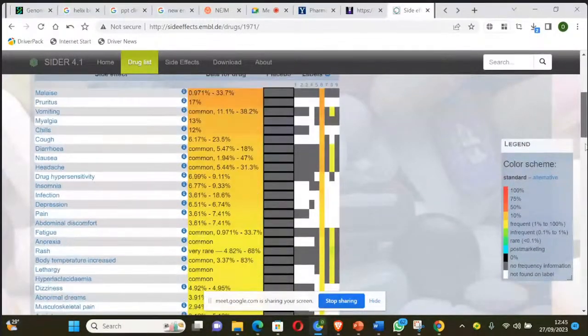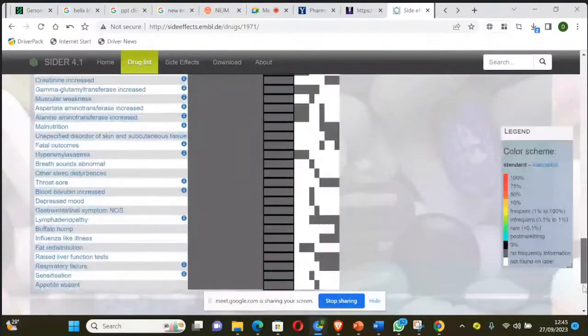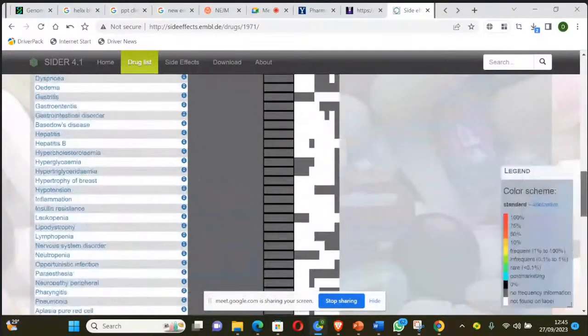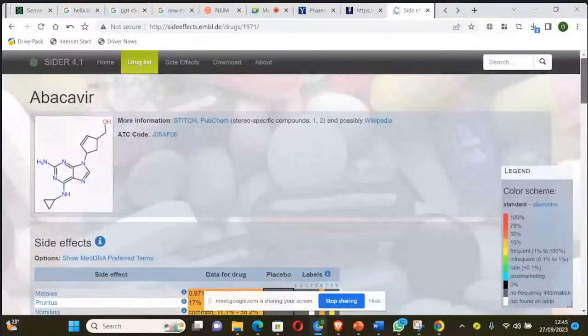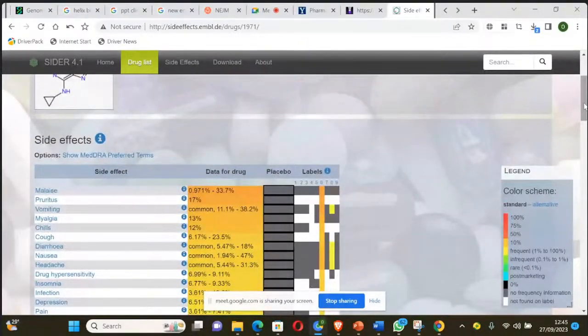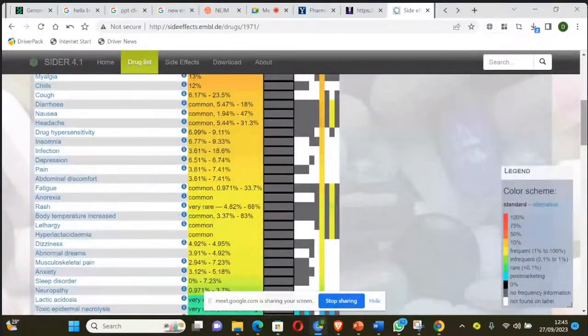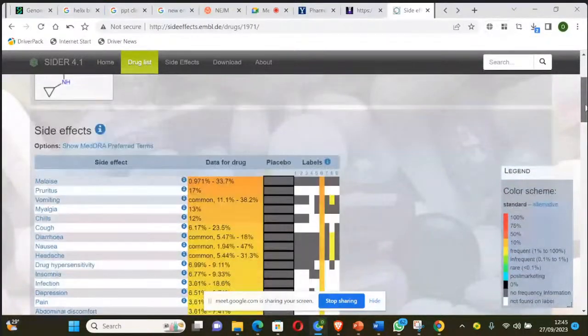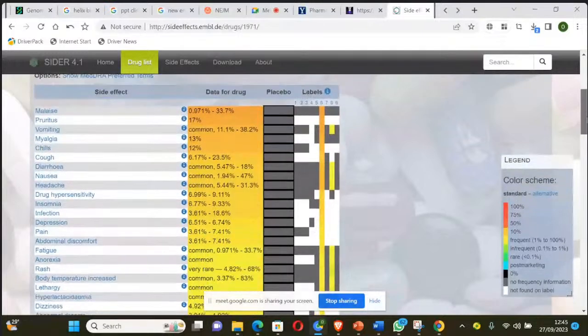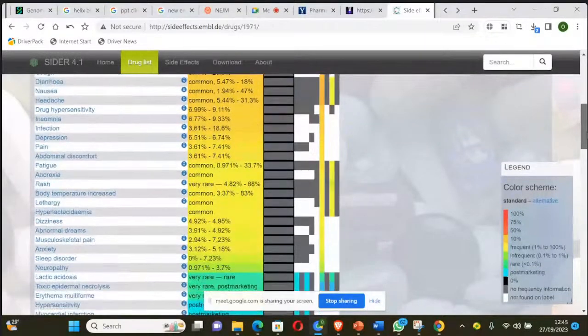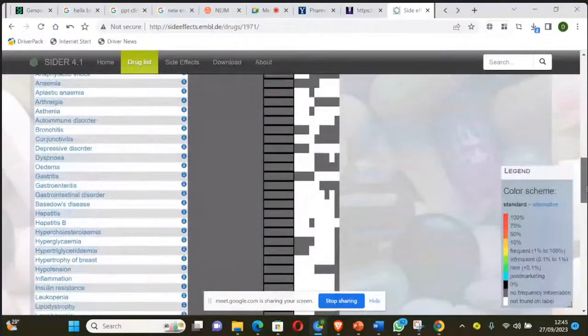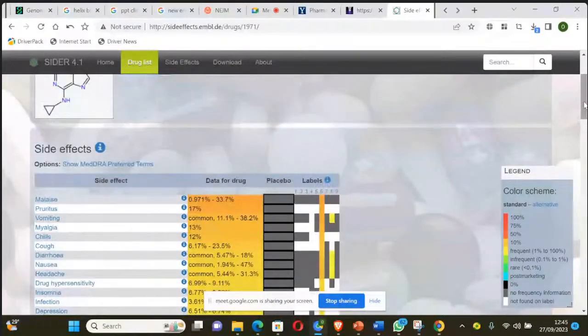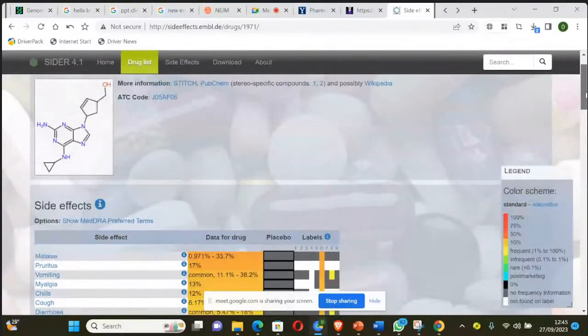Because some of the time the pharmaceutical industry will not give you all the side effects. I'm not saying that they are not good, but in the leaflet, they may not tell you all the side effects. Some of this information is gathered from patients in the clinic. So you can see here we have malaise, myalgia, chills, cough, nausea, headache, and so on. So as a pharmacist, you see the side effect.